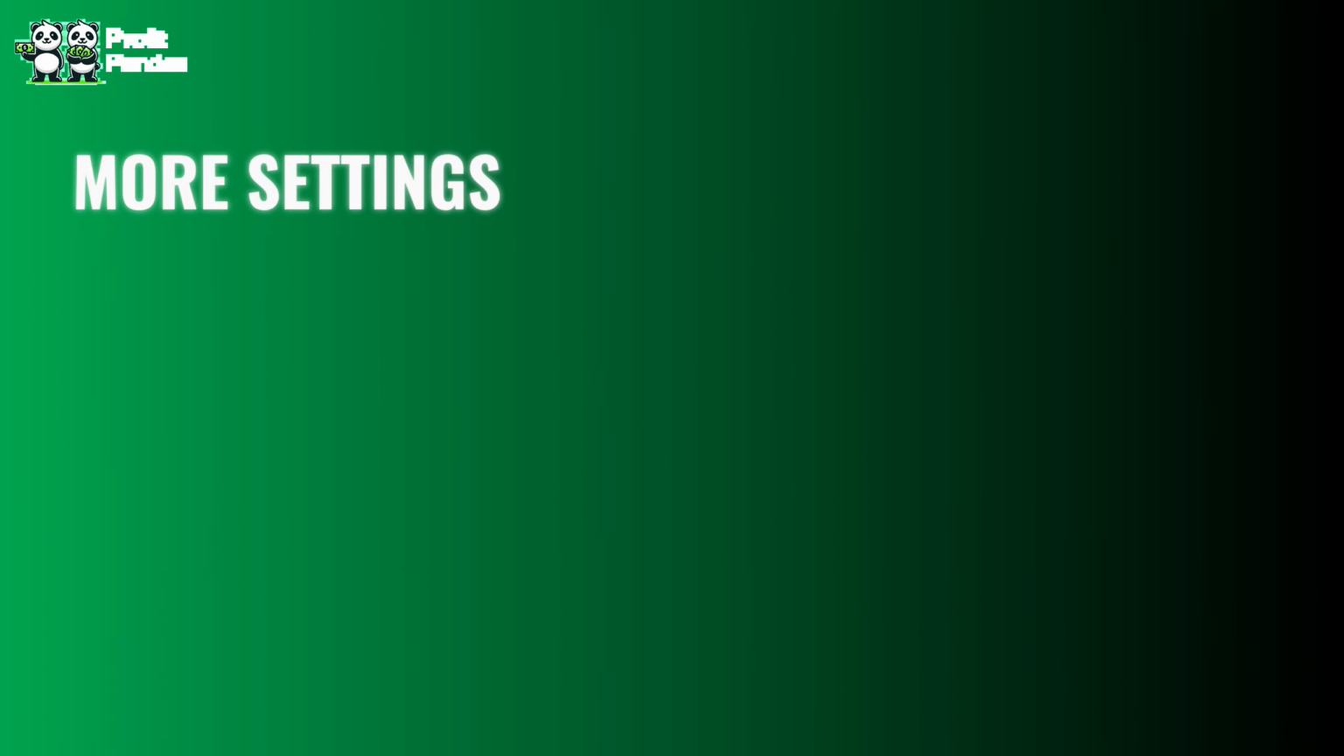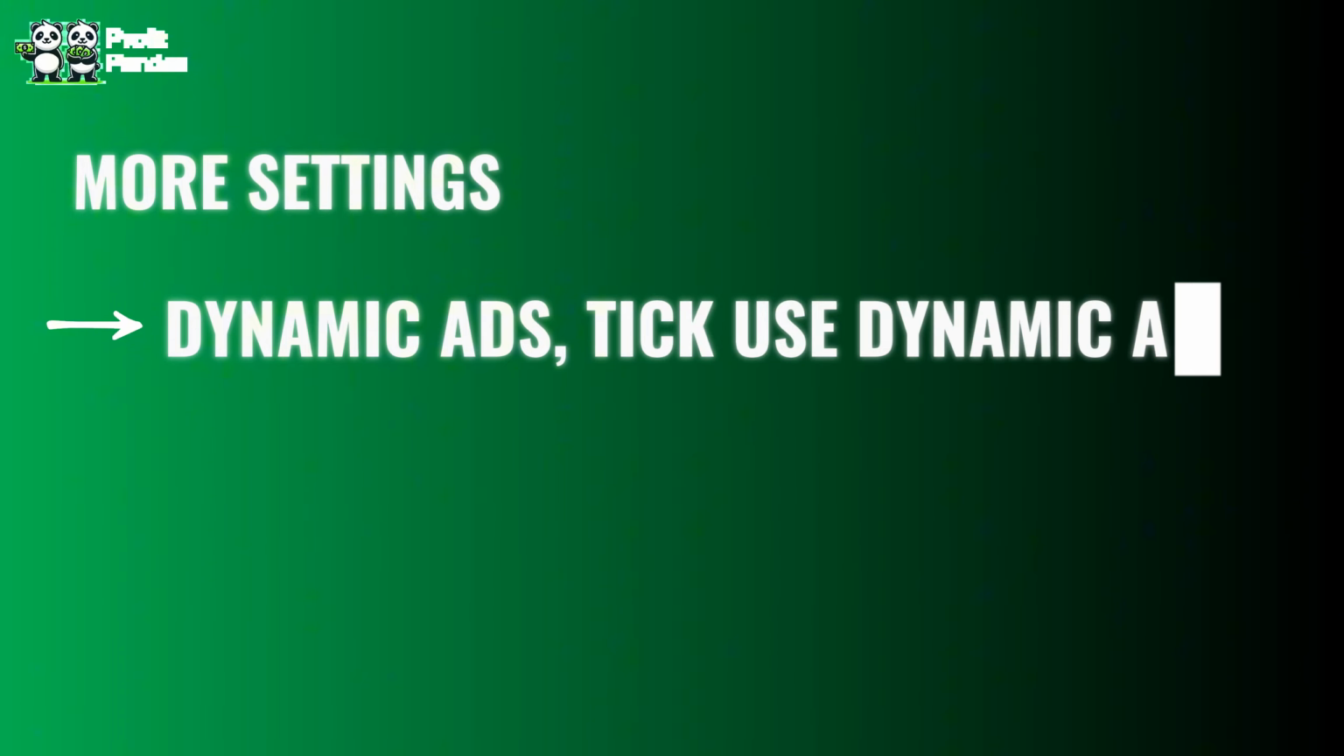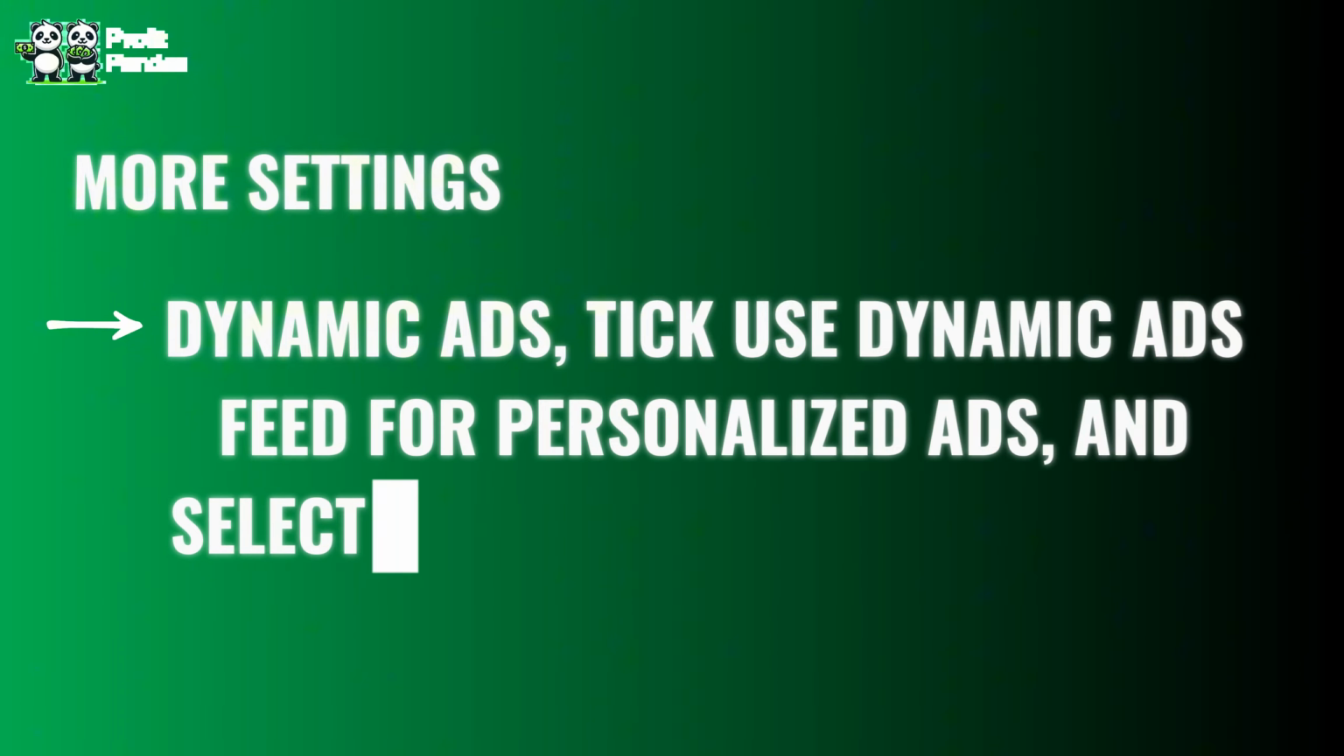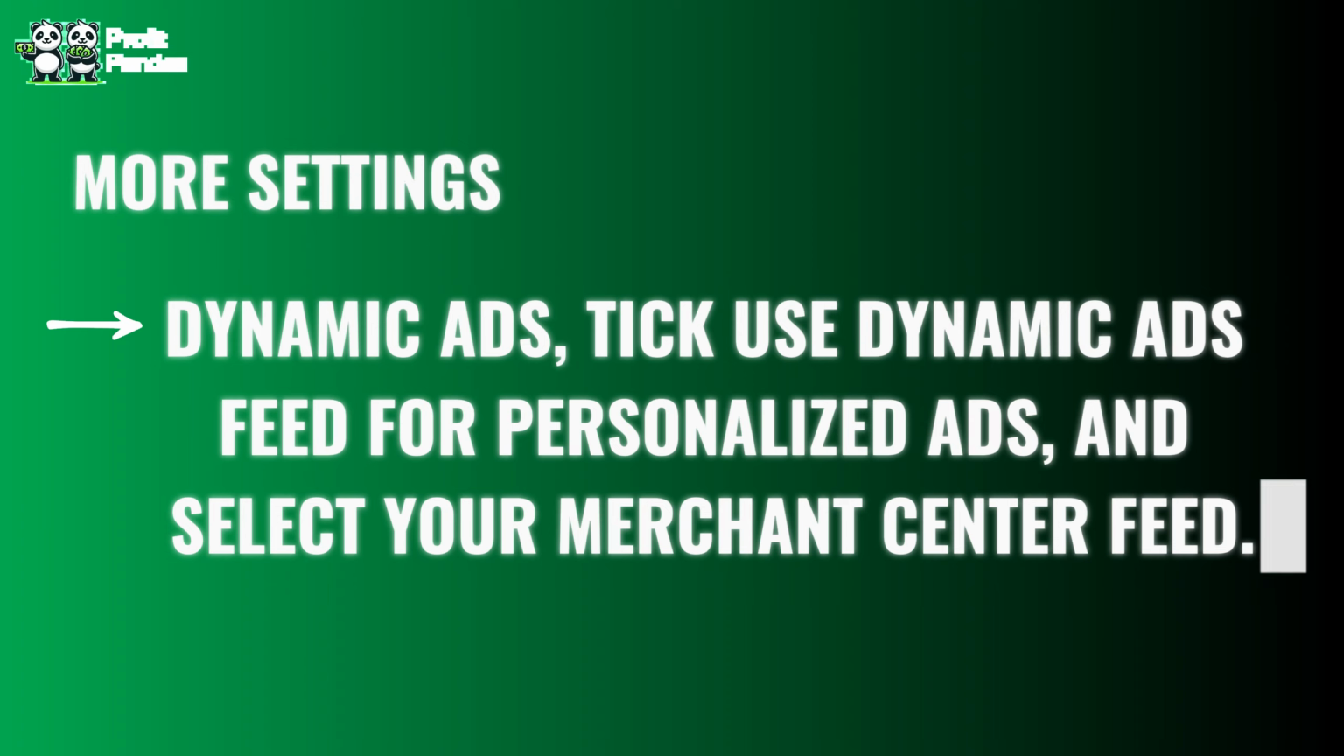Now here's the most critical part. Under More Settings, Dynamic Ads, tick Use Dynamic Ads Feed for personalized ads, and then select your Merchant Center feed. So if you want to filter, say, only show a certain product category, you can, but for most stores, a broad feed works best at the start.